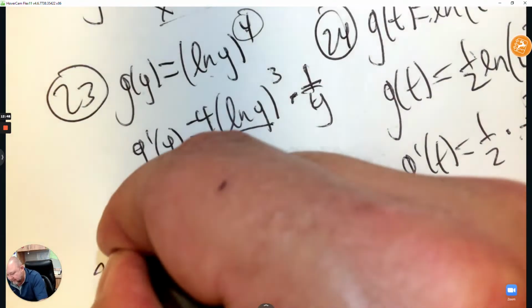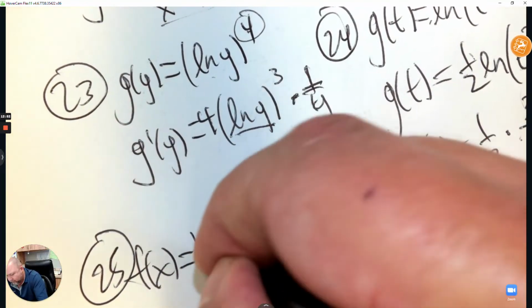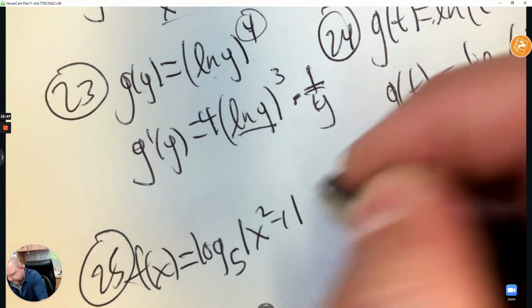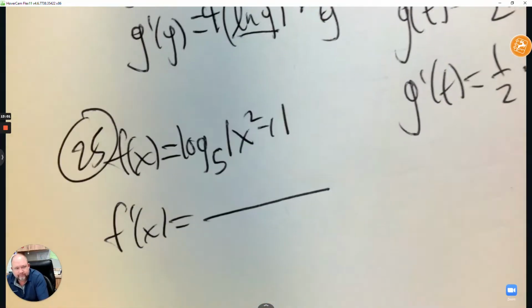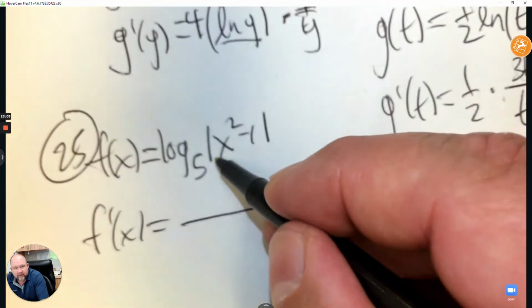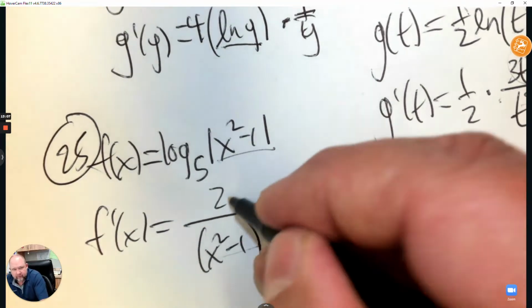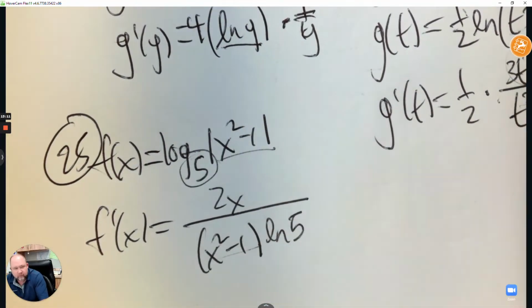25. Again, press pause and do it first, then play. Again, the absolute value bars do not change the rule. So what I see is x squared minus 1. The derivative is 2x. The base is not e, so I need a ln 5 with the rule, and it's over.